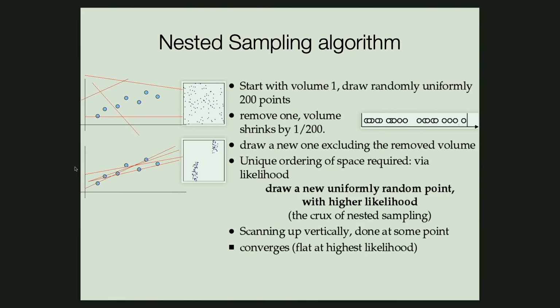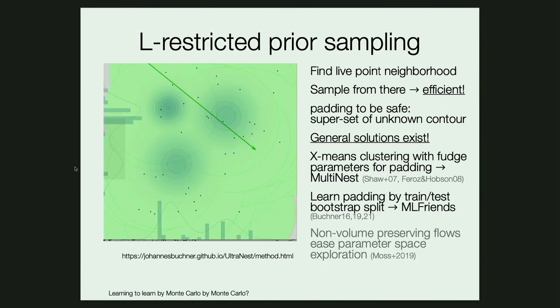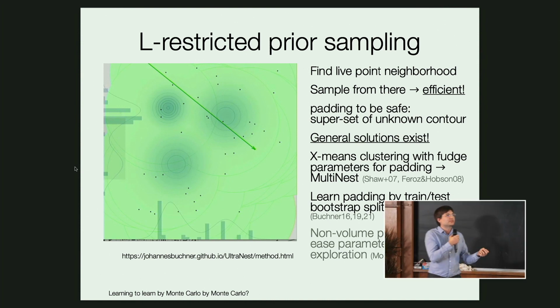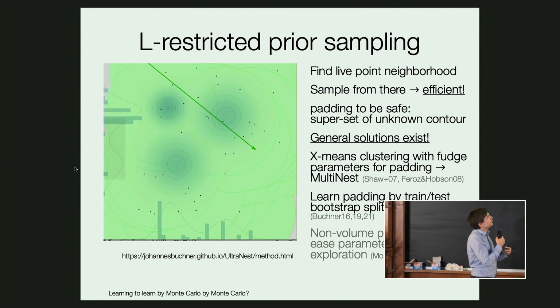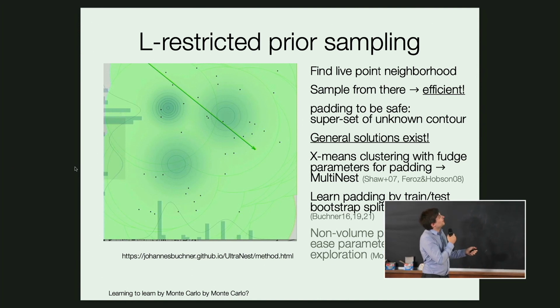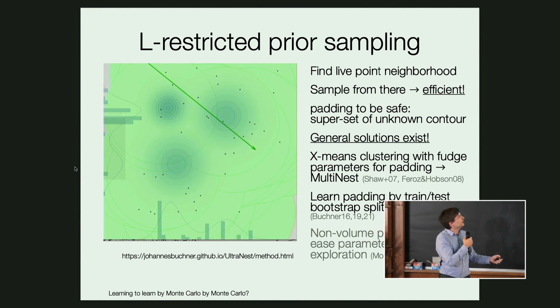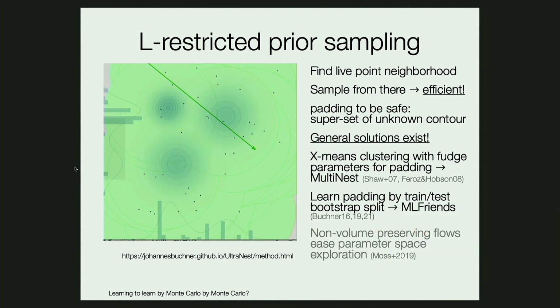I don't have time to talk about nested sampling, although I really like it. But what I want to mention is that even in our inference algorithms, we nowadays use machine learning to make them more efficient to sample in regions that are more likely to be of interest. So for example, UltraNest uses a method called MLFriends to find the region of sampling.